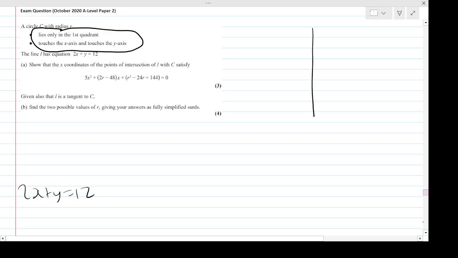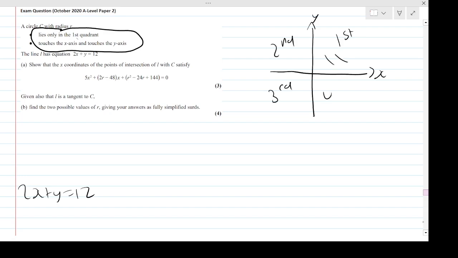So if you have the grid here, x, y, we are told firstly it lies in the first quadrant. That means that it's in this quadrant, right? The xy grid is split into four quadrants. We call this one the first, this one the second, this one the third, and that one the fourth, just so you know. So the first one means we're working with positive x and y, essentially. So it's here somewhere, okay?